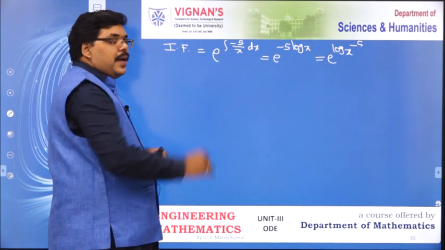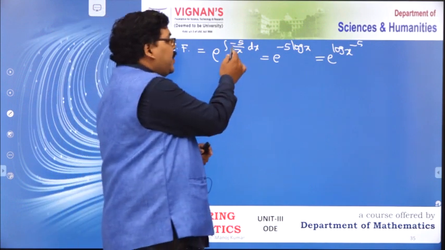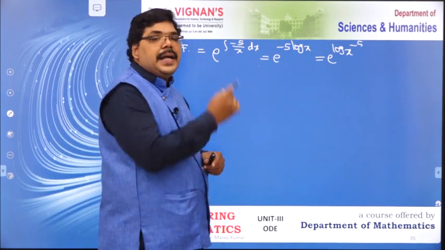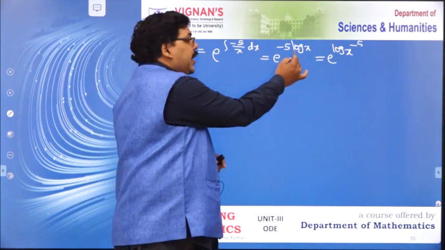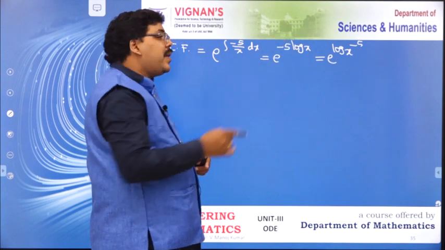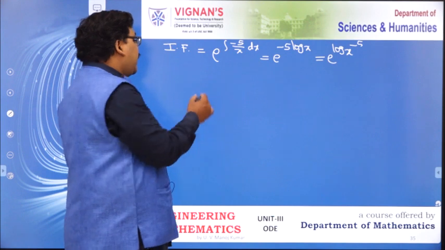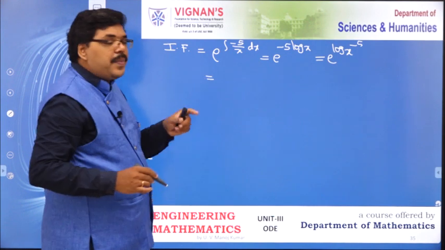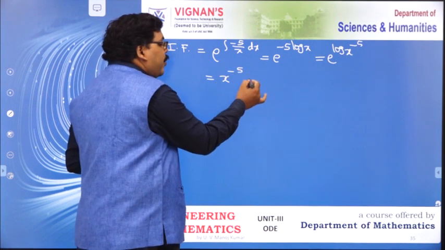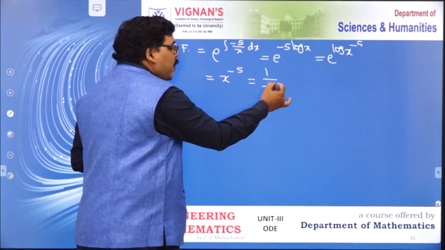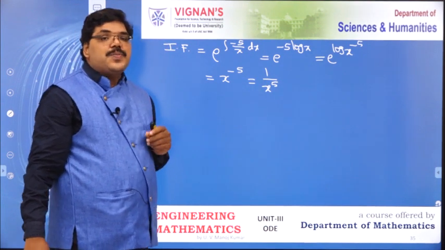So this is the integrating factor, e power integral p dx. What is your p? Minus 5 by x. Minus 5 is constant, write it outside. Integral of 1 by x is log x. Minus 5 log x can be written as log of x power minus 5. So what happens to e power log? E power log x becomes x. So e power log gets cancelled, and what remains is x power minus 5, or simply 1 by x power 5. So what is our integrating factor? 1 by x power 5.